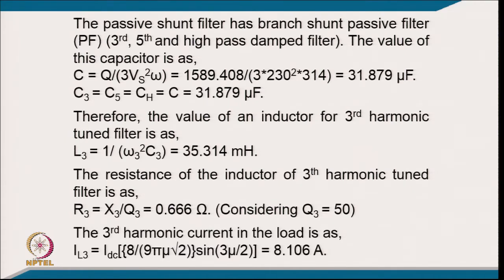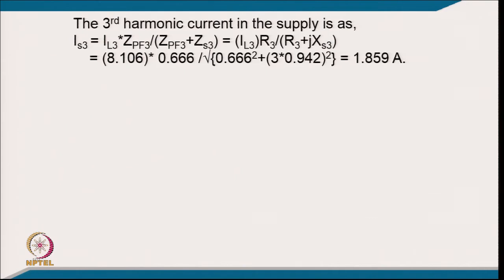Similarly, we can find the third harmonic in the load, the third harmonic current IL3, from the harmonic component relation, it is 8.106. Now we can find out the third harmonic current in the supply from this impedance relation, IL3 ZPF by ZPF plus ZS3, and putting the value it comes typically 1.859. So, that much current only flows into the supply, the remaining goes to the passive shunt filter of third harmonic.